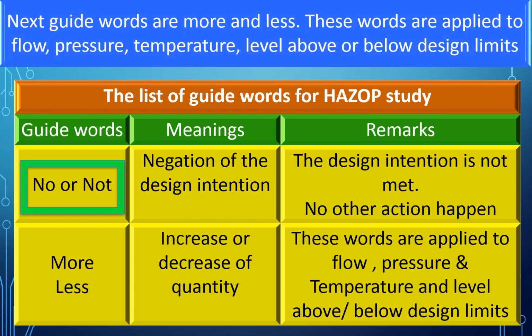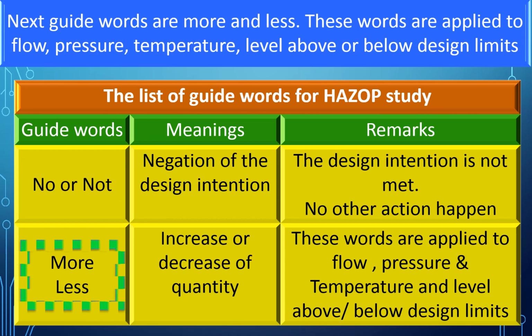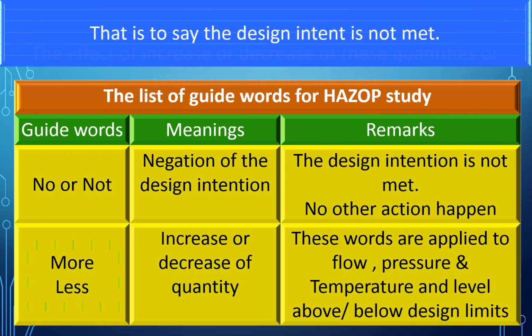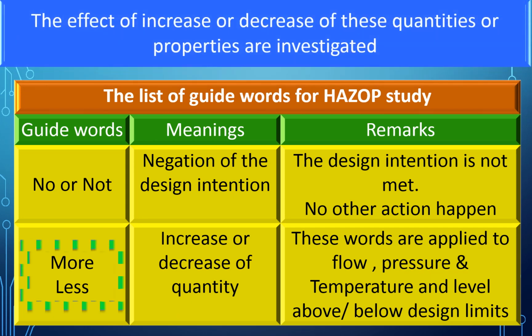The next guide words are more or less. These words are applied to flow, pressure, temperature, level above or below the design limits. That is to say, the design intent is not met. The effect of increase or decrease of these quantities or properties are investigated.